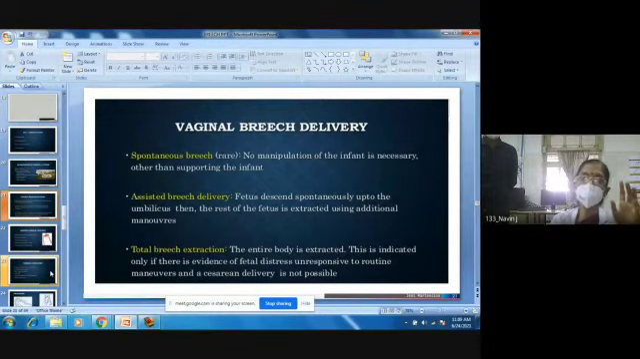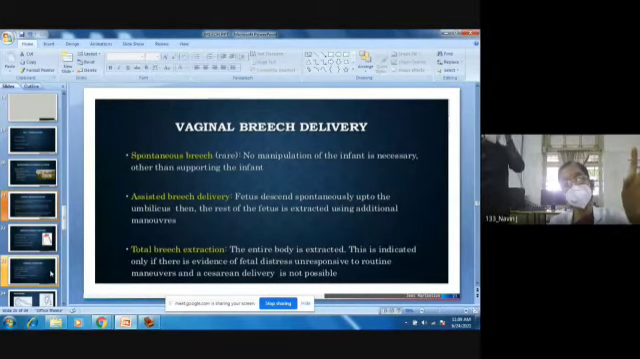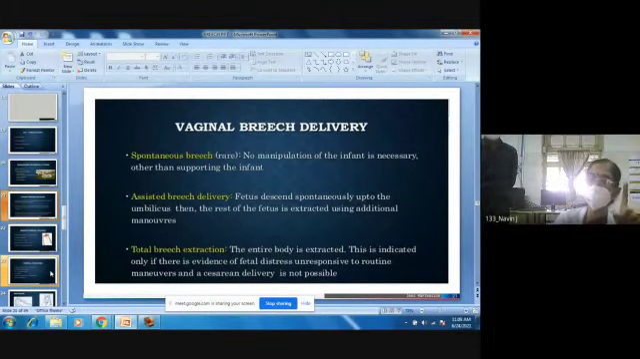Breech extraction is done under anesthesia. The patient is taken to theatre, you rupture the membranes, and put your hand into the uterus. The patient is under general anesthesia. You put your hand in, hold the baby's foot, bring it out, and conduct a breech delivery. That is called a breech extraction.